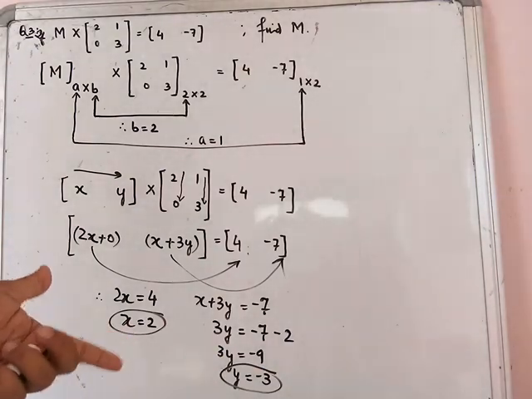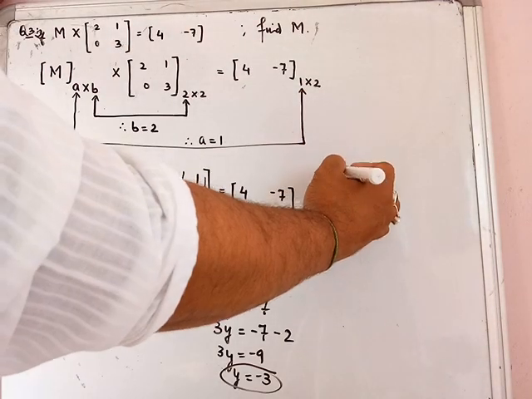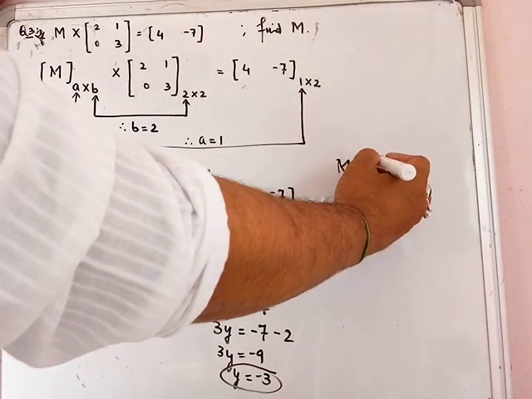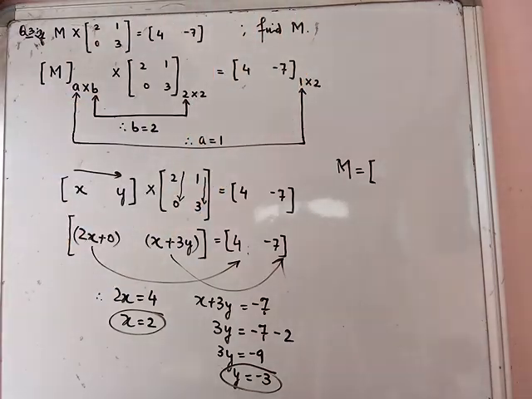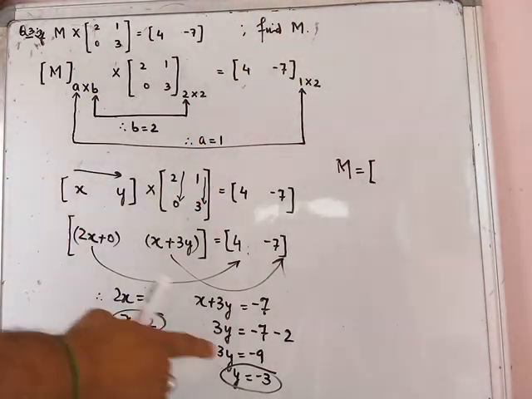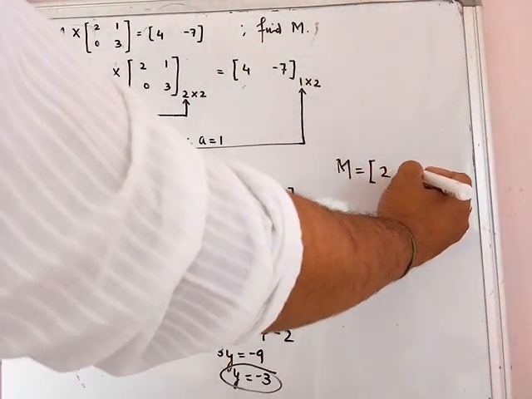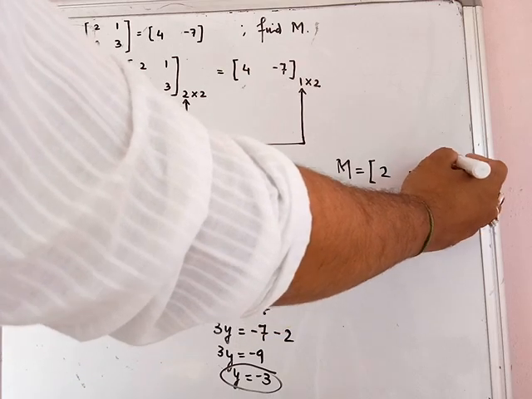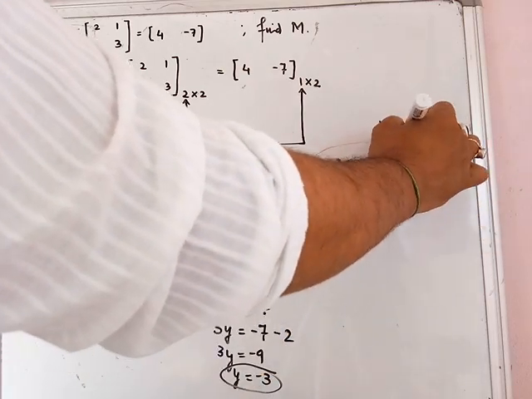Obviously we will not leave the answer like this, because the question had asked you what is matrix M. So matrix M, now I am going to write, it was x y, so now we know the values of x and y. So 2 and minus 3. That is your final answer.